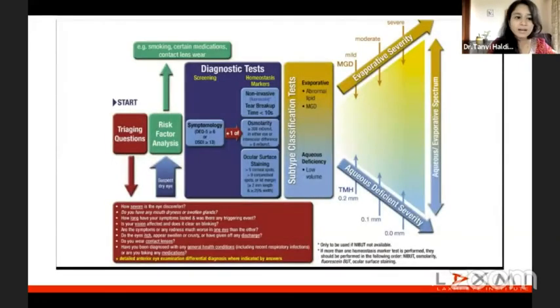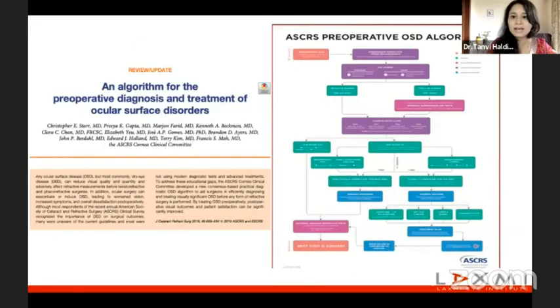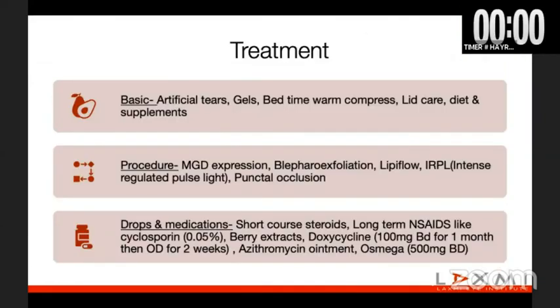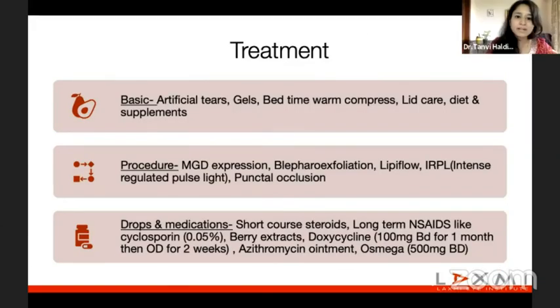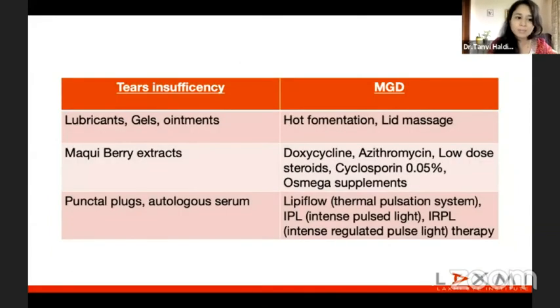If a patient comes, we know these are the things to do so that we don't miss anything. There are many algorithms that you can use. This is a good one by the Tear Film and Ocular Surface Society, and so is this by the ASCRS. They are both very practical and can be used in our clinics. Treatment can be divided into a basic one, a procedure-related one, and one requiring systemic medication. We customize it in our clinic depending on the type and severity of the dry eye.